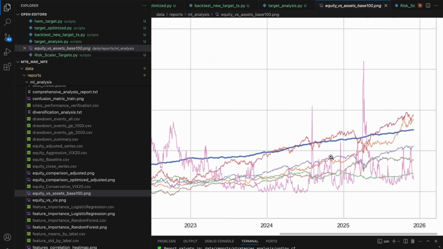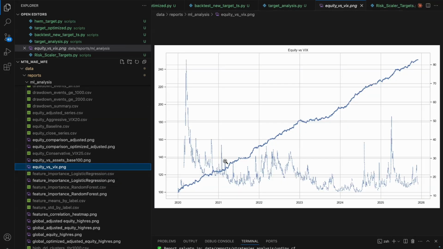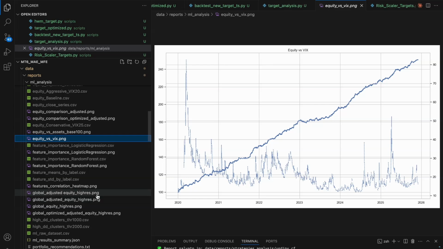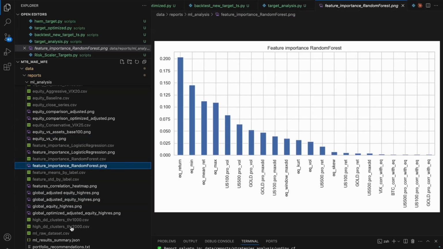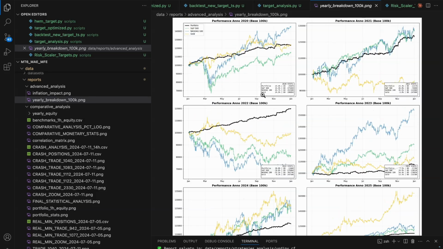That's not super useful, but I did a different type of analysis. This is just the portfolio compared to the VIX, and sometimes it did give you some insights. Those are machine learning metrics. Okay, this is the last graph I'm going to show you.